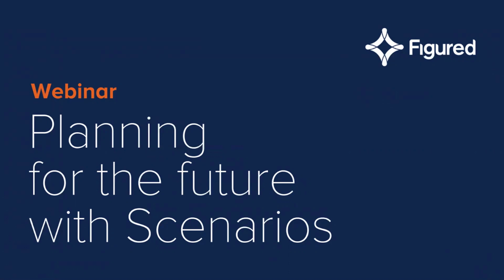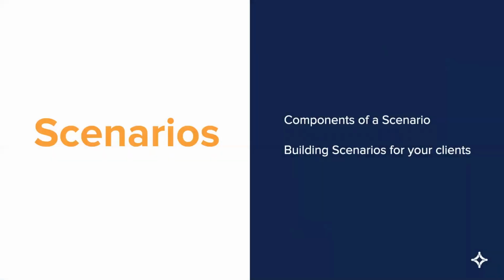We're going to be covering planning for the future using the scenarios tool in Figured. Just to quickly introduce myself, my name is Nick. I'm a part of the customer success team here at Figured. Today we're going to be going through a two-part approach. We're going to look at the fundamentals and the components of a scenario. And then right at the end, we're going to cover some of the questions you can ask yourself, either as an accountant or as a farmer, with the scenarios and where you want to take those scenarios. So we'll be doing a little bit of theory and a little bit of practice.